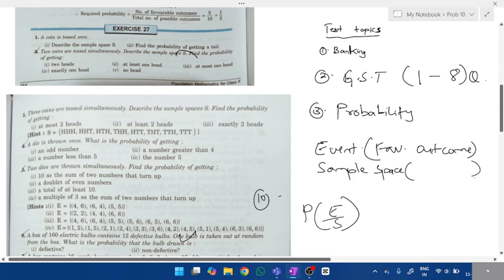See, you'll have holidays Saturday today and tomorrow. No, sorry. Tomorrow I'm going to conduct the test, students. You'll have 1 day of time. Go through these chapters: banking, GST, probability. In probability, sample space is the total outcome. And the formula is the probability of whatever question is given: favorable outcome divided by total outcome.